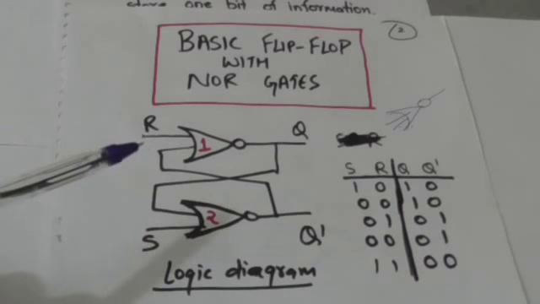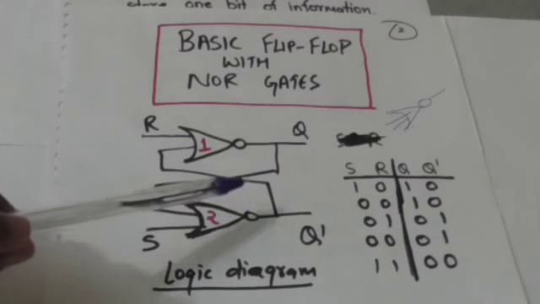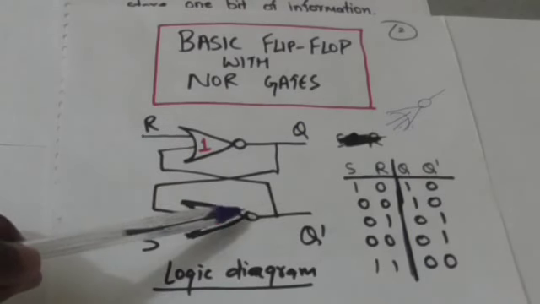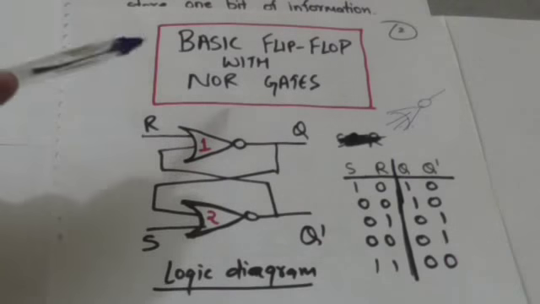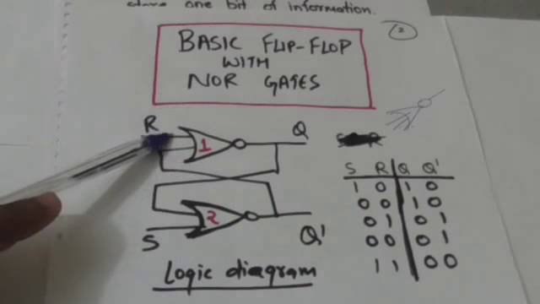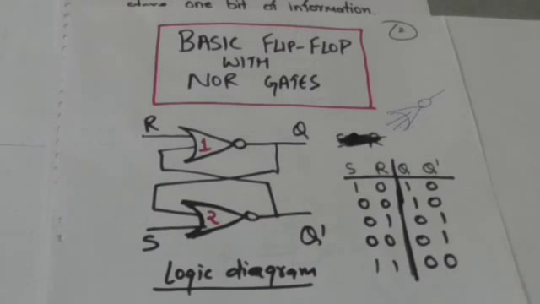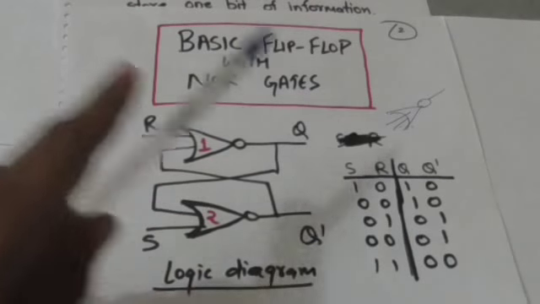Now, the output of gate 2 is connected to the input of gate 1. So both inputs of gate 1 are now 0, and hence its output is 1. That is, Q will remain 1.